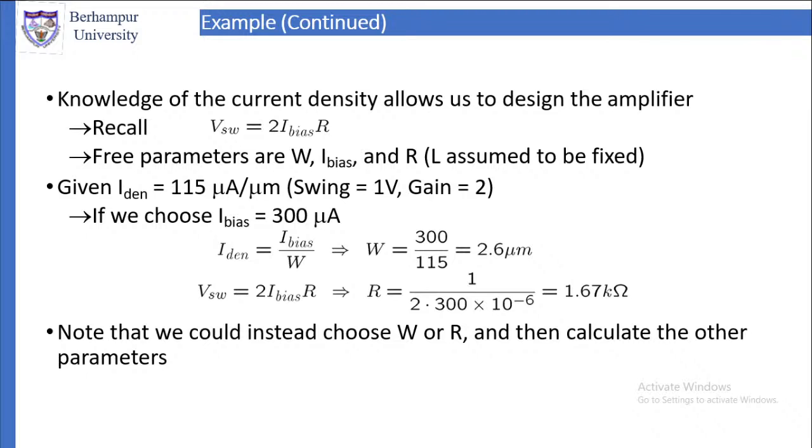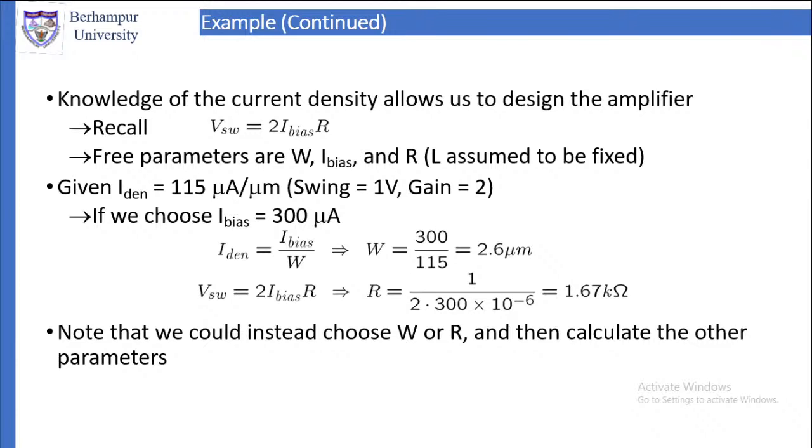Now I bias is a free parameter, so choose I bias to be 300 microampere. If I bias is equal to 300 microampere, then I density is equal to I bias by W, which means W will be 300 by 115. Because I bias is 300 microampere and I density is 115 microampere per micrometer, W will be 300 by 115 micrometer, that is 2.6 micrometer. So W is equal to 2.6 micrometer. Once we fixed I bias, we found out W.